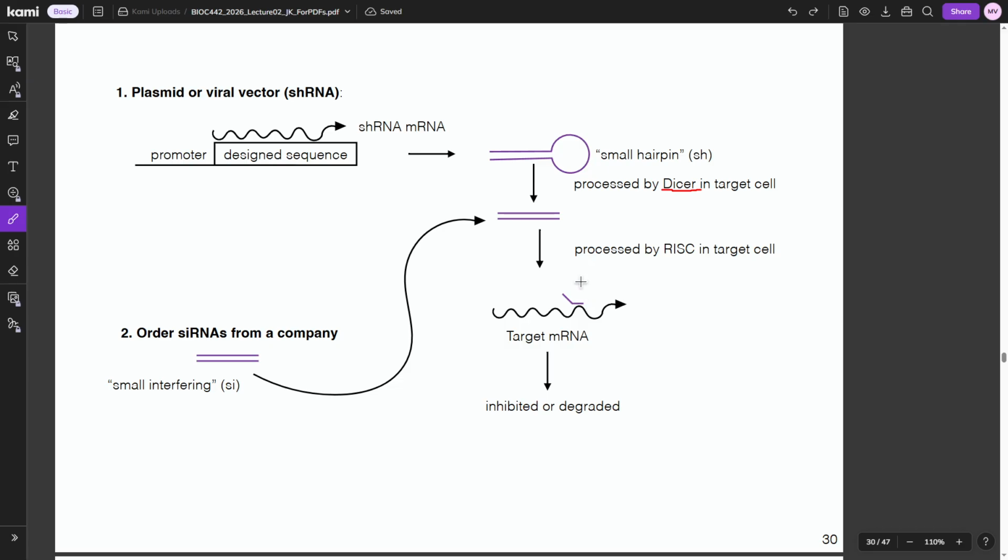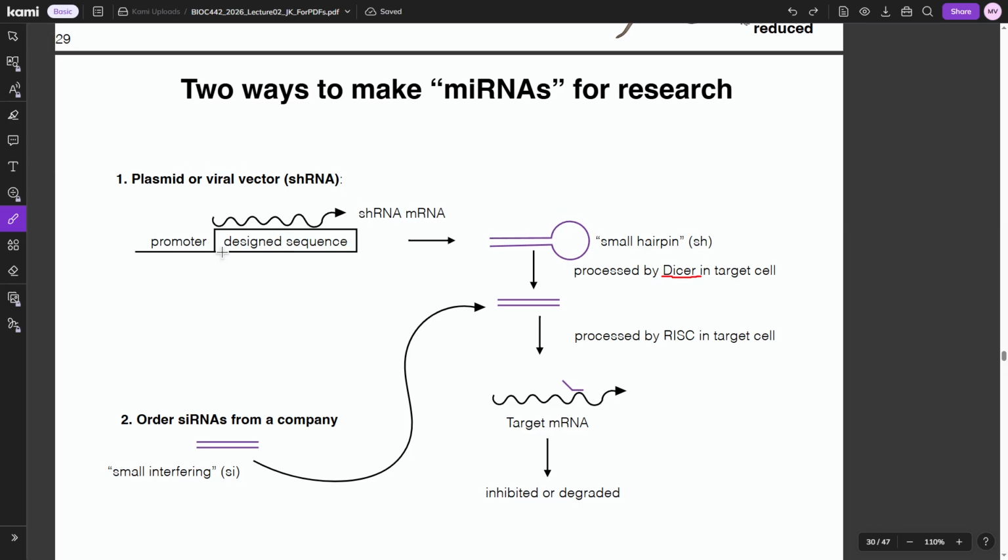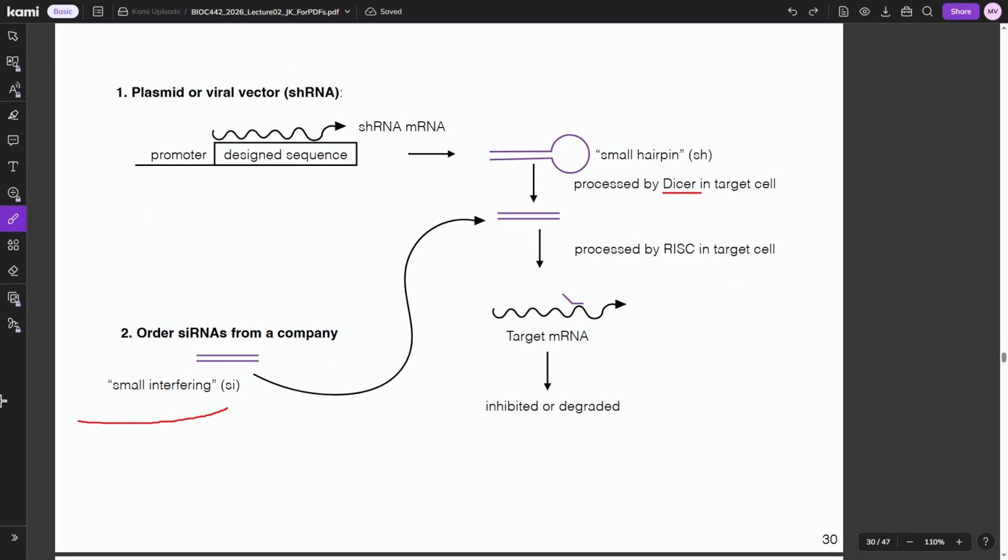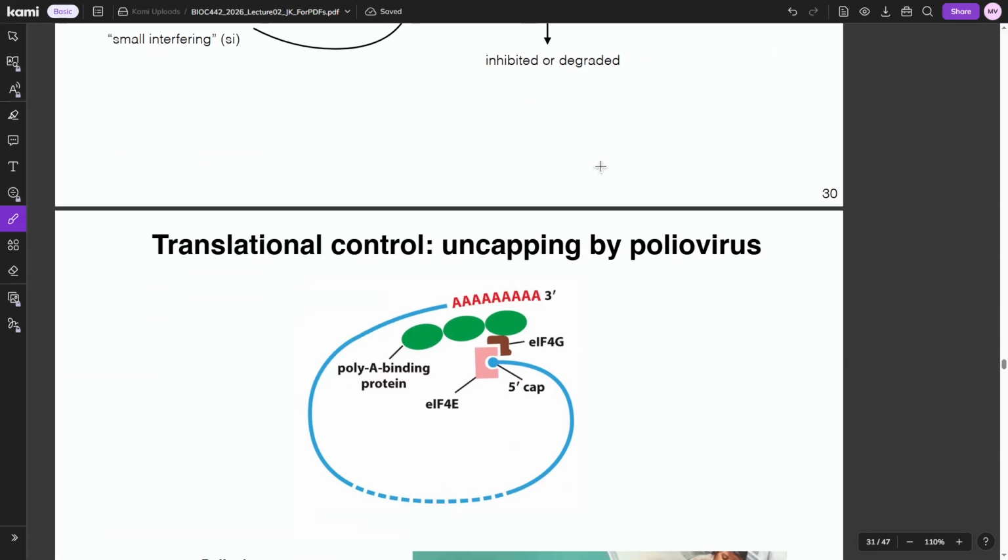The other option is that you just buy small interfering RNAs from a company. So you can either make them yourself using viral vectors and the cell machinery: make a promoter and mRNA yourself, have it be diced up, processed by RISC, turn into a microRNA. Or just buy the small interfering RNA directly from a company of some sort, and you basically just end up with this step immediately. It still has to be processed by RISC though, but eventually it does act as a silencing RNA or a microRNA, a small interfering RNA, whatever you want to call it.